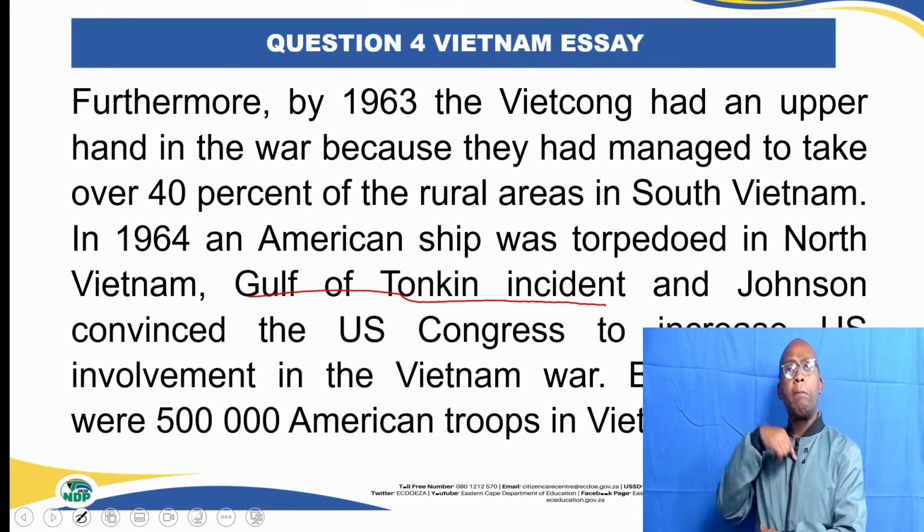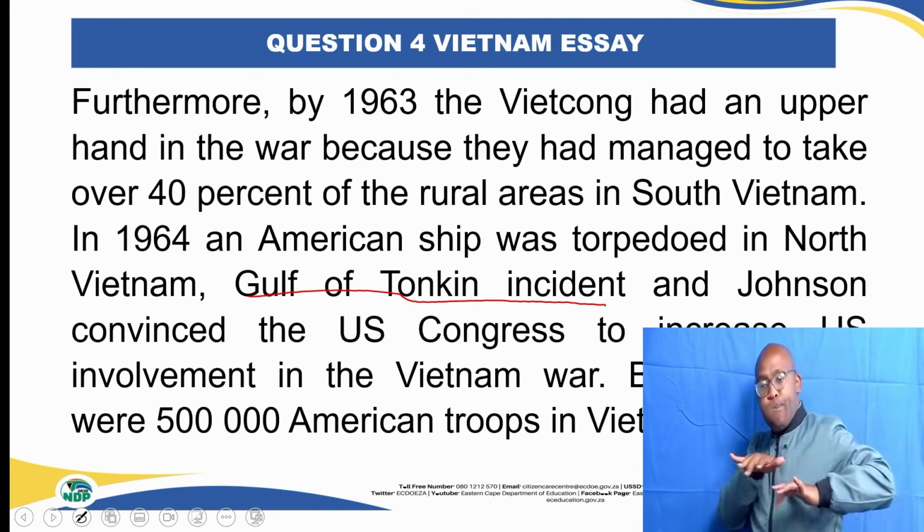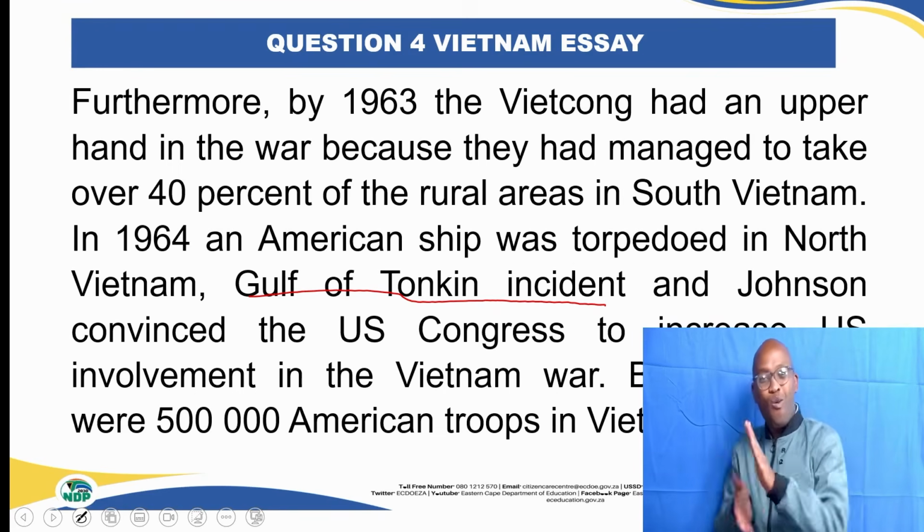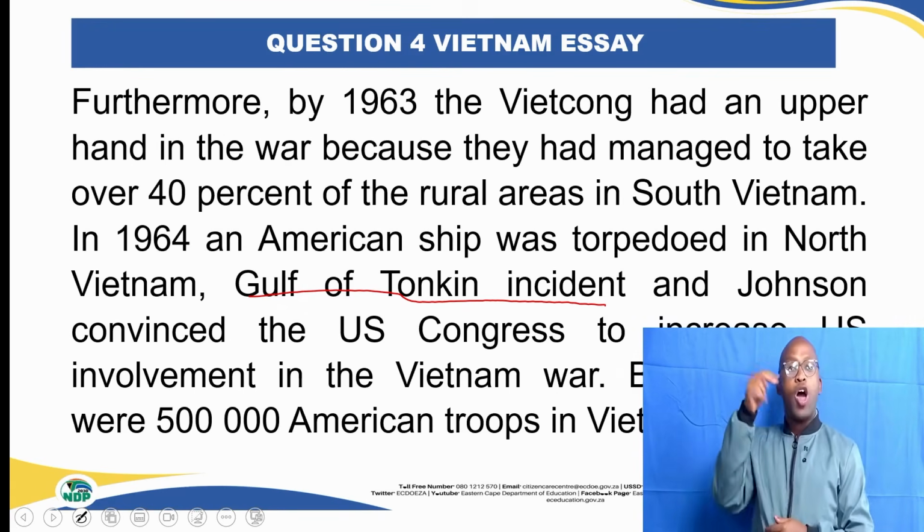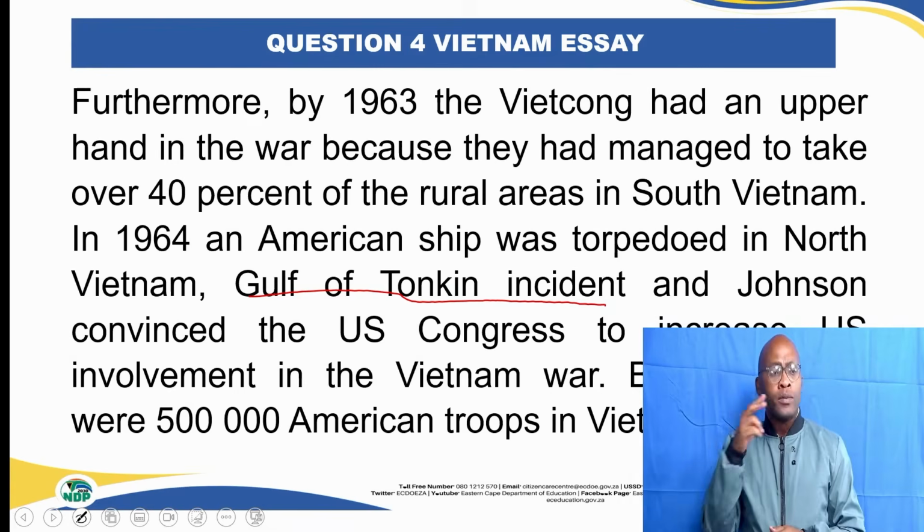As a result, by 1967, there were more than 500,000 American troops in Vietnam, and there were 3,500 Marines. So it means now there will be more weapons, there will be more technological weapons.